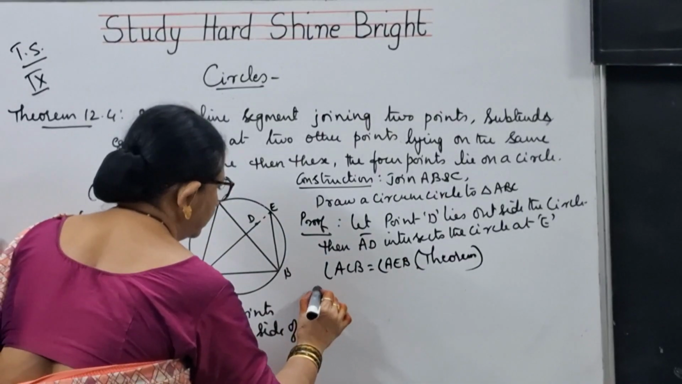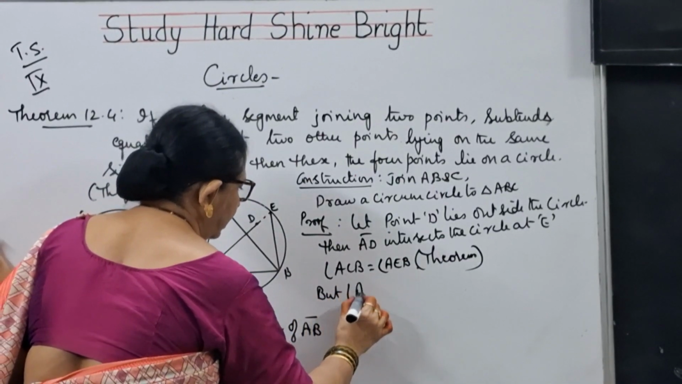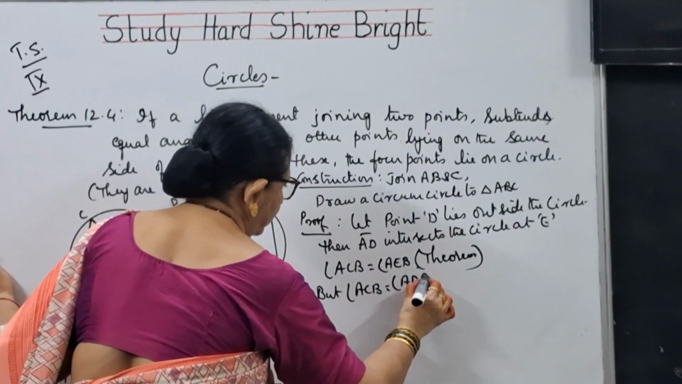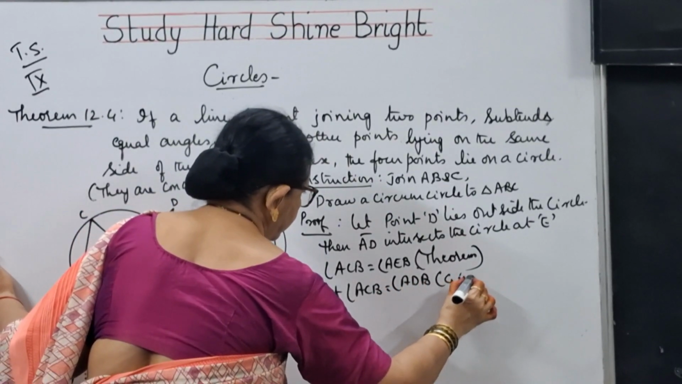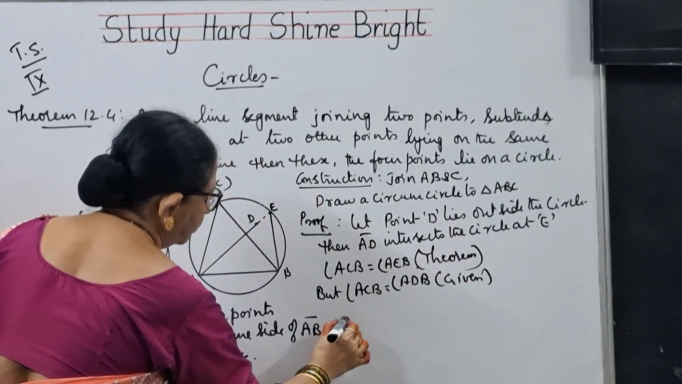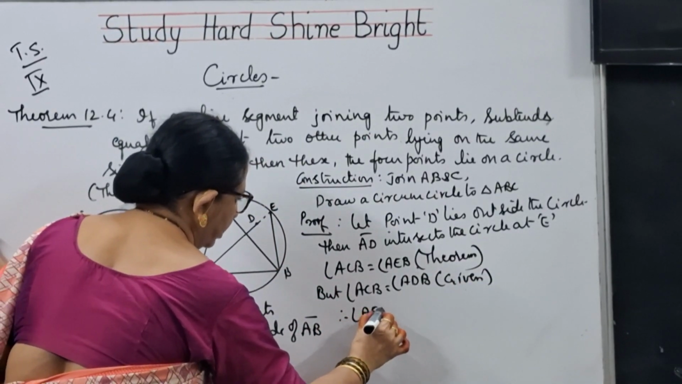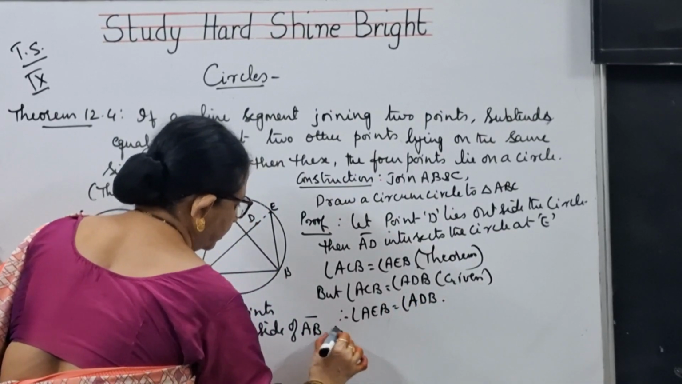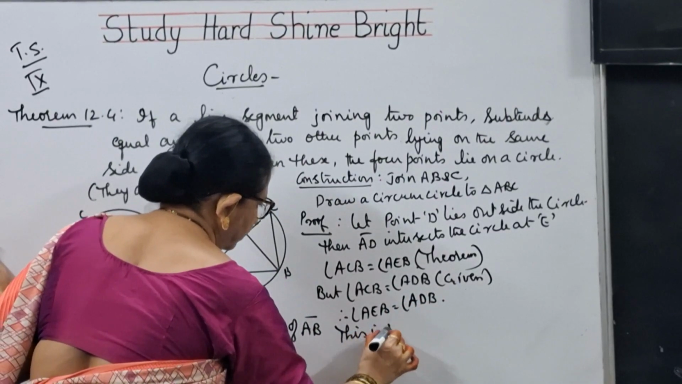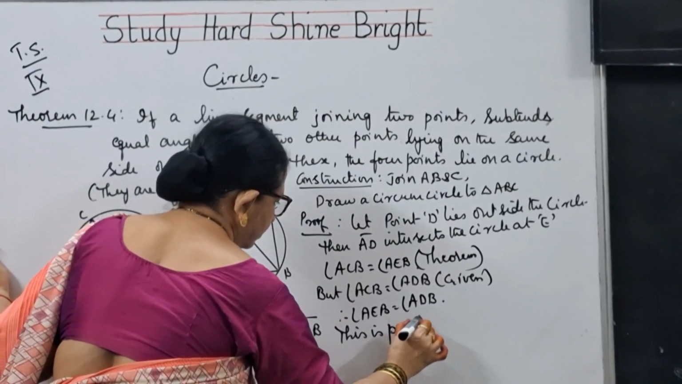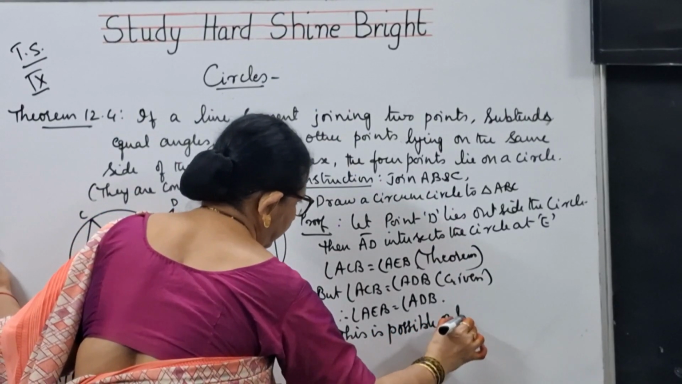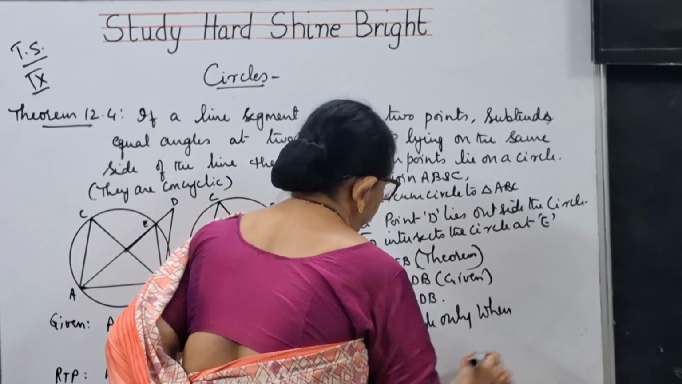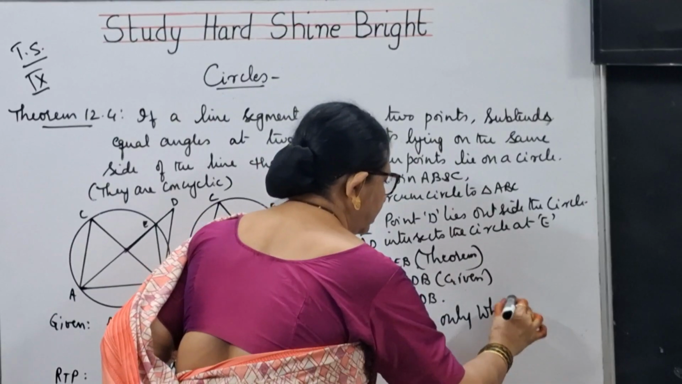But angle ACB is equal to angle ADB. This is given to us. Therefore, angle AEB is equal to angle ADB. This is possible only when D lies on E.